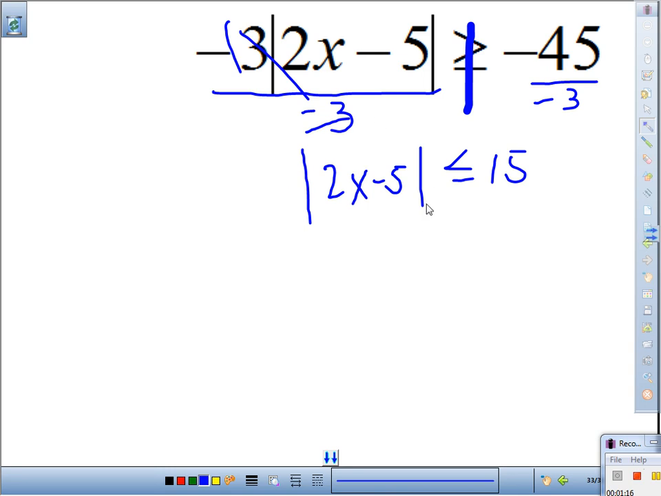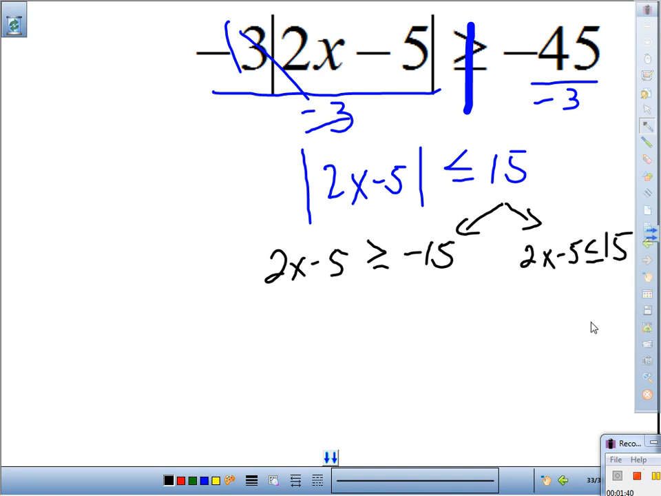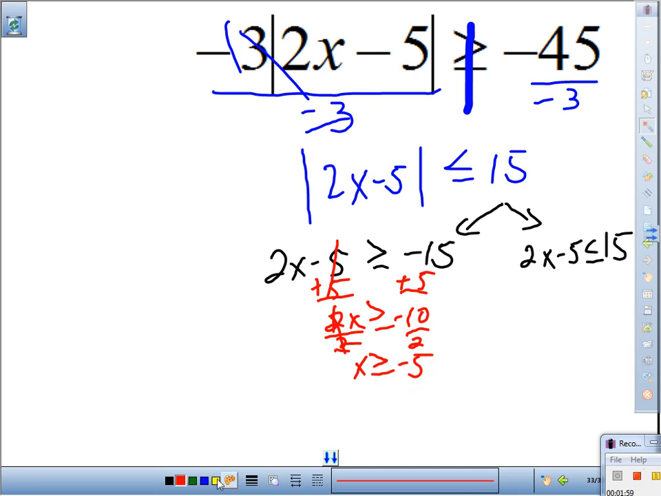From there, is there anything outside the absolute value? No. At that point, we write two inequalities. One for -15, and we flip the symbol again, 2x minus 5. And one for +15, 2x minus 5 less than or equal to 15. All right, let me solve. +5 plus 5, 2x greater than or equal to -10, divide by 2, x greater than or equal to -5.